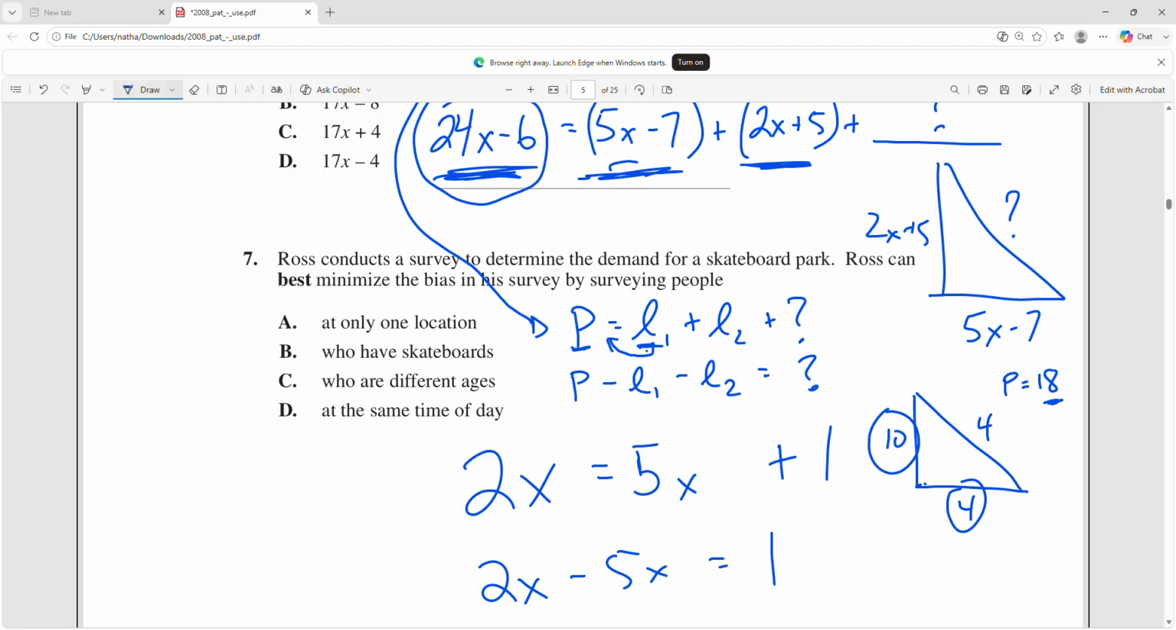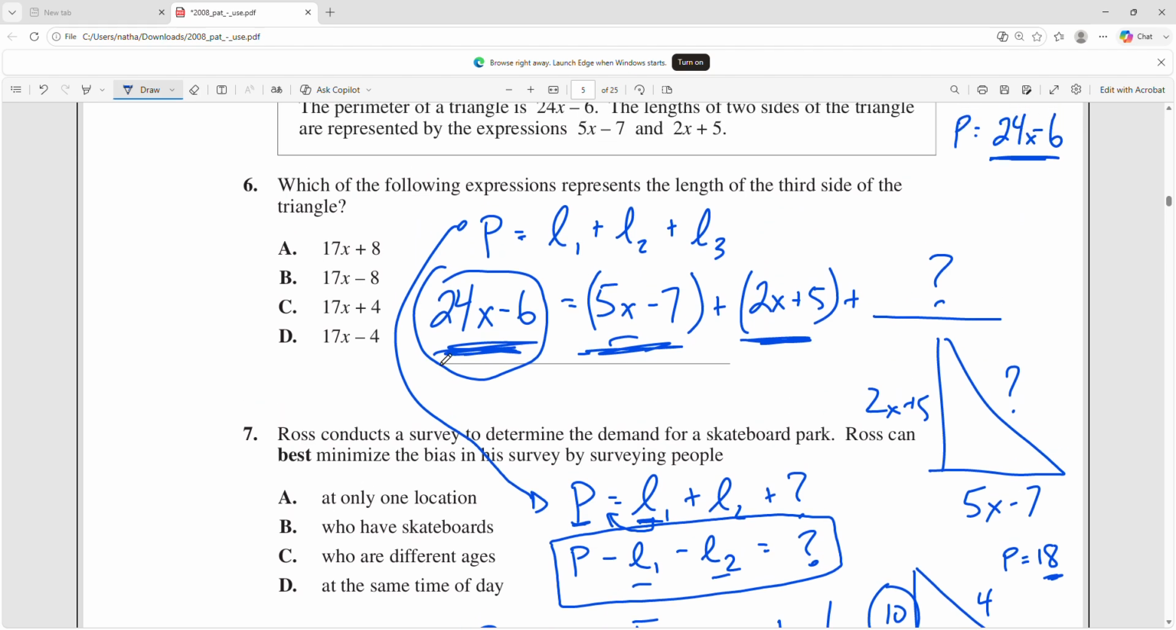Okay, so this is what I'm after. I have my perimeter. I have two side lengths. If I subtract each side length, I'm going to get the missing side. Okay, makes sense. All right, so taking us back up here.